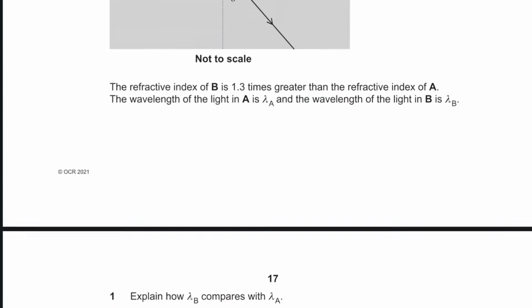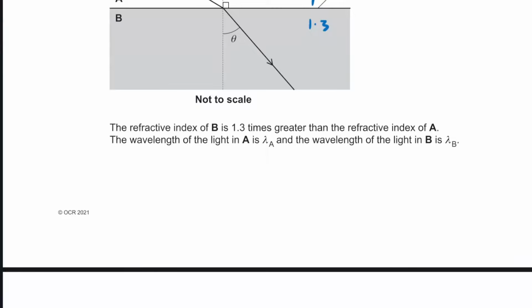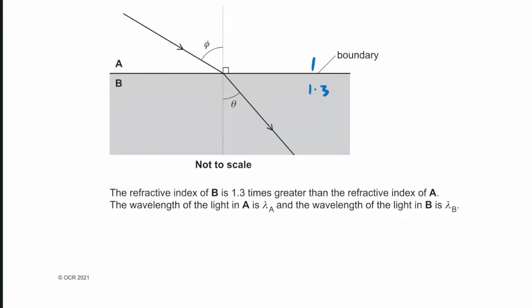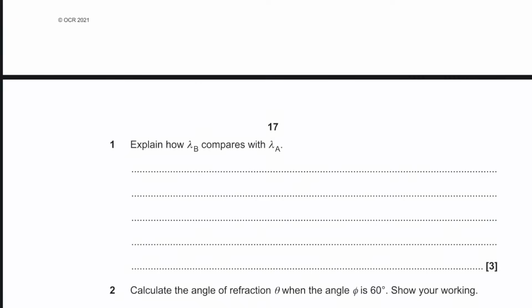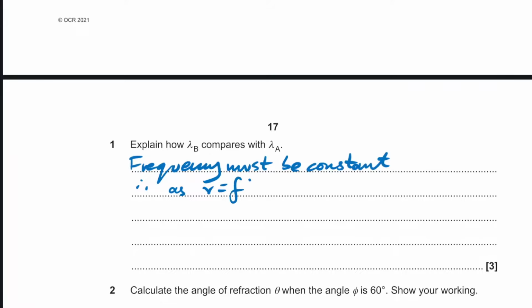Explain how lambda B compares with lambda A. Well, if it's traveling faster in A, then it's going to bunch up in B. Oh gosh, okay, fine, whatever. Frequency must be constant, therefore as v is equal to f lambda, if v decreases for B, you can put c equals f lambda, of course. Therefore, so does lambda.